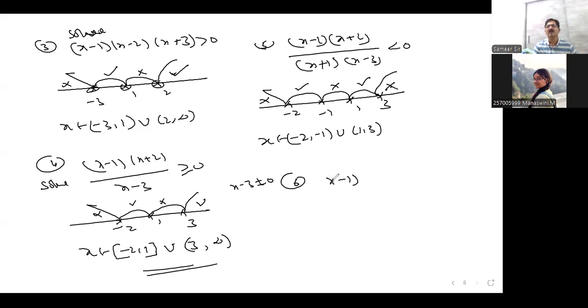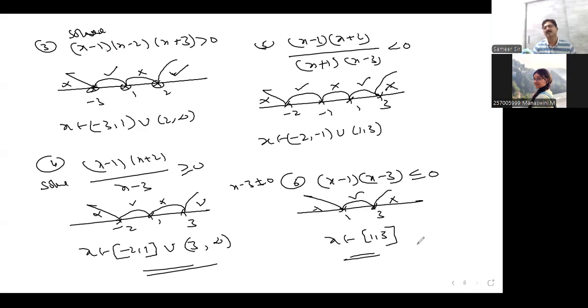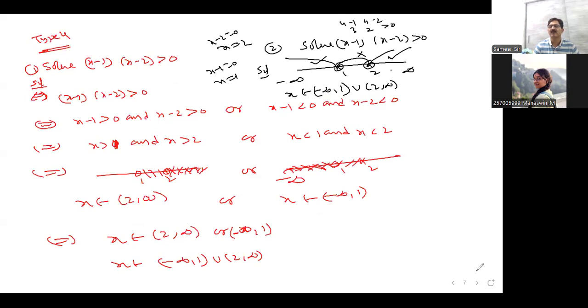Okay, I'll write one more. X minus 1, x minus 3 less than or equal to 0. At that time, just plot 1 and 3. Connect. This is no, yes. This is yes, this is no. So what is the answer? X belongs to closed interval. Both are numerator quantities now.